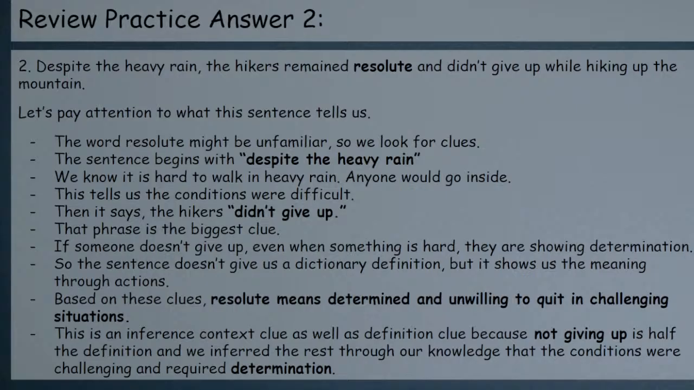If someone doesn't give up when something is hard, they're showing determination. So the sentence doesn't give us a dictionary definition, but it shows us the meaning through actions. Based on these clues, resolute means determined and unwilling to quit in challenging situations. This is an inference context clue as well as a definition clue because not giving up is half the definition, and we inferred the rest through our knowledge that the conditions were challenging and required determination.